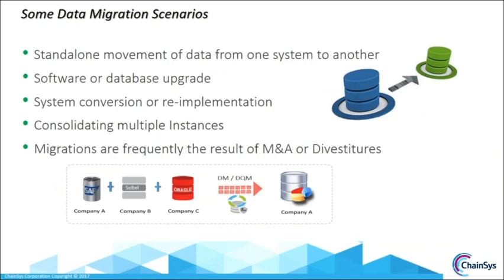So there are a number of scenarios that apply to data migration. The simplest one is a standalone movement of data from one system to another. And this could be a one-time movement, it could be a repetitive movement, but it's a very simple data migration. You could also have data migrations as part of a software or database upgrade, or even more complex as part of a system conversion or re-implementation. And there's a lot of complexity there, of course, because of potential incompatibilities between the source and target data. You also have migrations as part of consolidating multiple instances. And then finally, data migrations are frequently the end result of both M&A and divestitures.